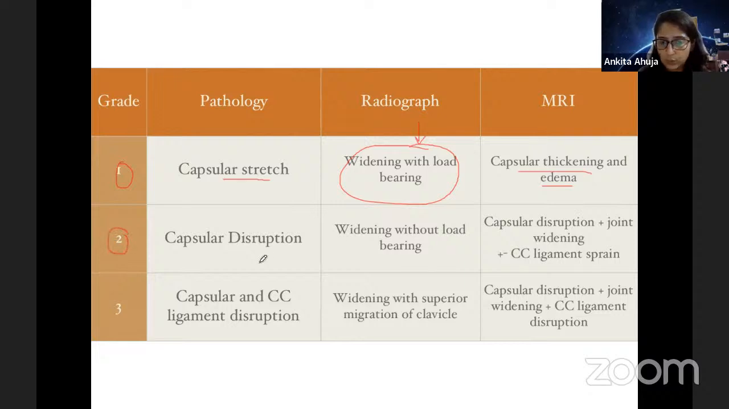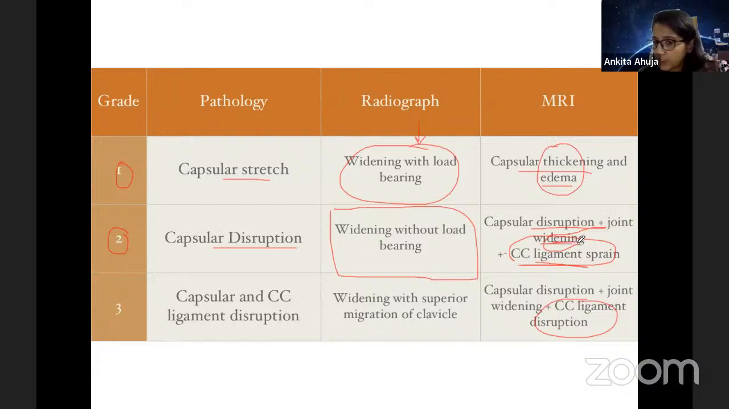Then in grade 2, there is capsular disruption. So even without a load-bearing radiograph, you will be able to pick this up. On MRI, along with capsular disruption, you might see joint widening, and the coracoclavicular ligament is just sprained, if at all. It is not torn. And if it gets torn, then you are moving towards grade 3. So the difference is, in grade 1 there is only capsular edema. In grade 2, there would be joint widening with or without some coracoclavicular low-grade injury. But if you have coracoclavicular ligament disruption, then you move to grade 3.